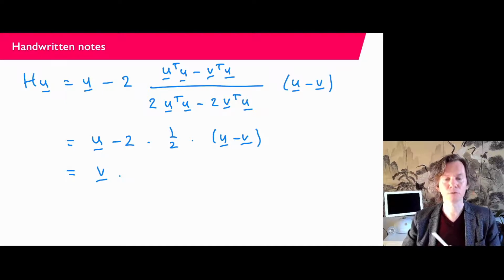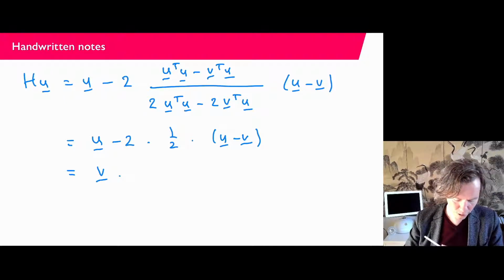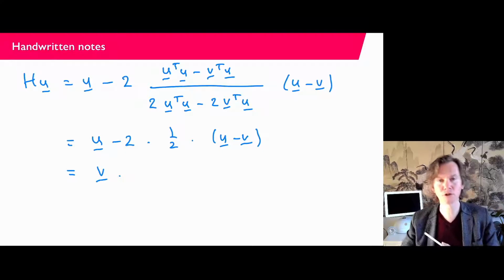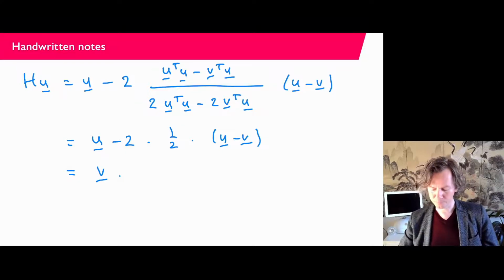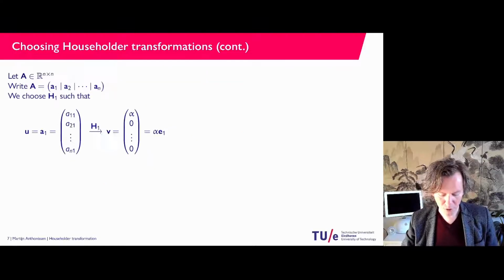So indeed, this transformation does what we would like it to do. So that is great to know, because now we have the correct transformation to, if you give me two vectors that have equal length, I can find the Householder transformation that maps u to v. So how can we use that?